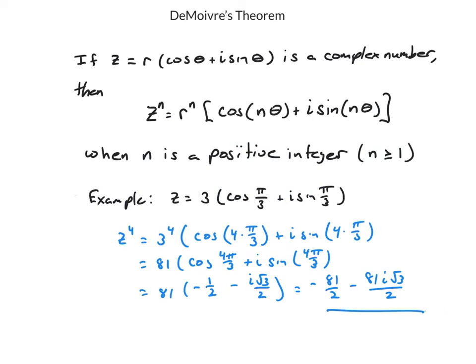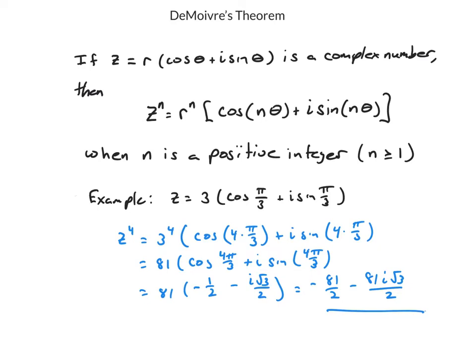So what we have now is what's called DeMoivre's theorem. And DeMoivre's theorem is this: if z is equal to the complex number r times cosine of theta plus i sine of theta, then z to the n is equal to r to the n cosine of n times theta plus i sine of n theta, where n is a positive integer, where basically n is greater than or equal to 1.